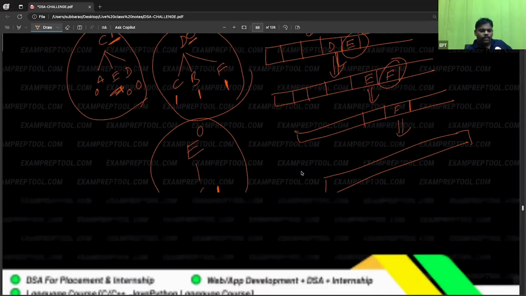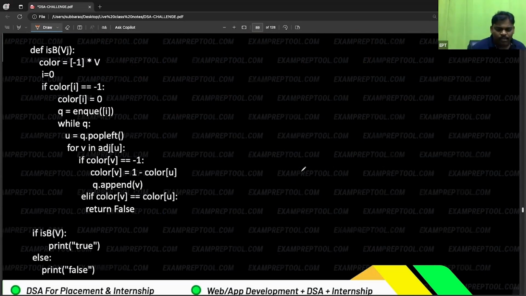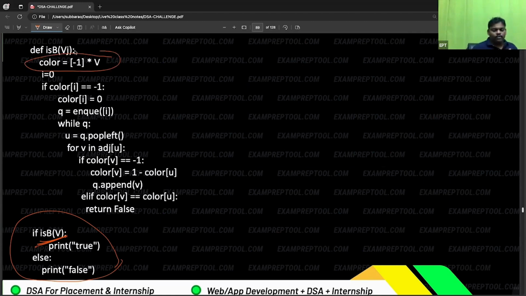I have written one Python program also. This is the main program. From the main program, I called isBipartite of V. I started from some vertex. If you go inside, initially the color array is all -1. Take one person, starting vertex assume 0. Ask what is the color. If the color is -1, keep 0, put it inside the queue, then start.